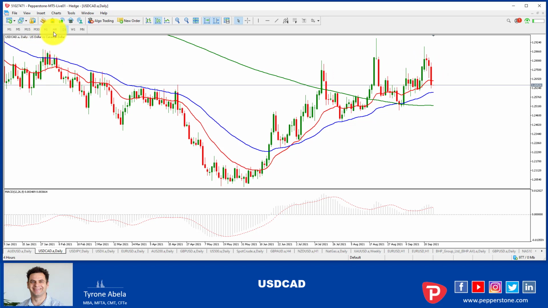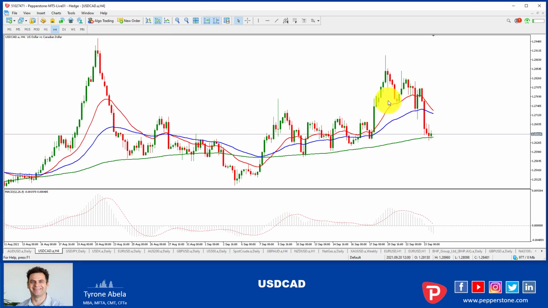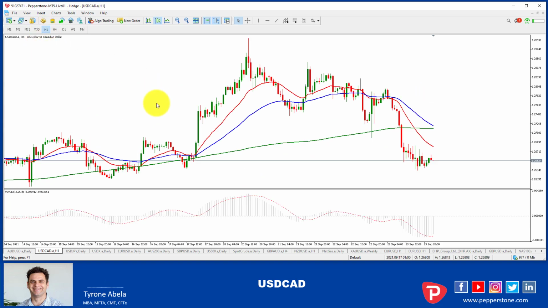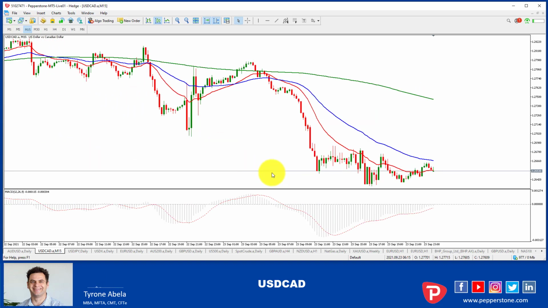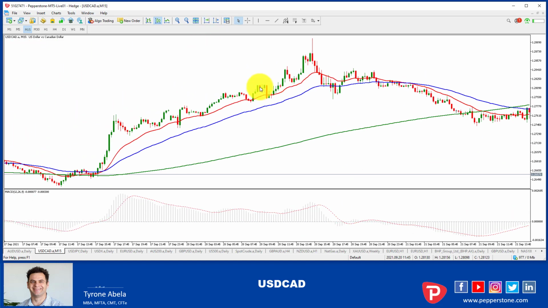So even the 4 hour and the 1 hour were all a little bit extreme. As you can see, it really just blasted up. But what you could have done, if you were trying to scalp it and you missed the first opportunity, is this. I'll just take it over to the move that happened.